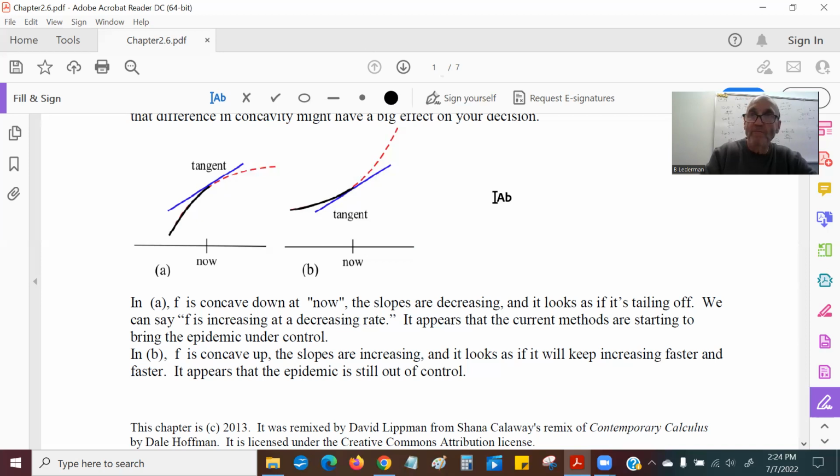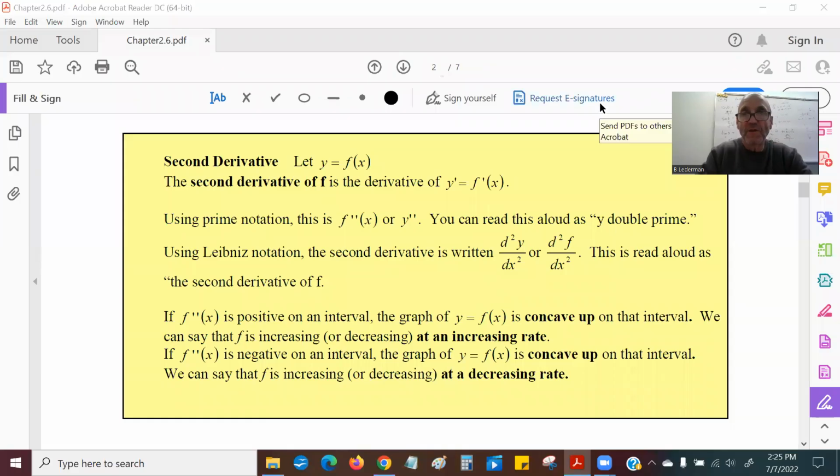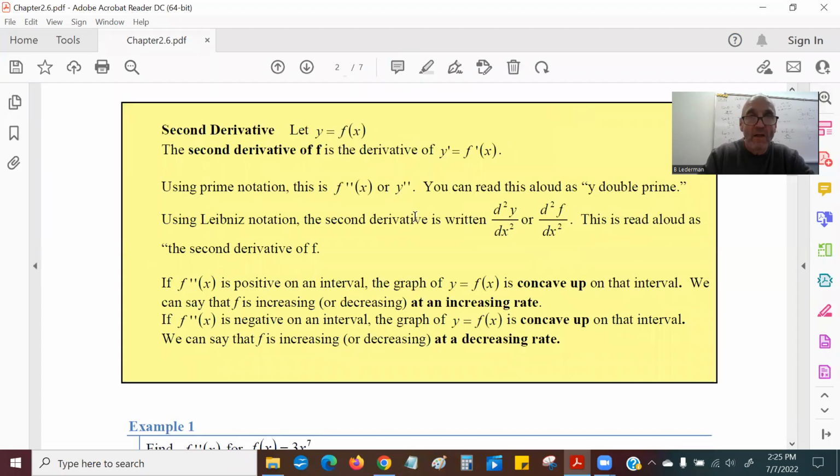Okay, let's look at an official definition here. So y double prime, f double prime of x, that's the second derivative. If you want to write it with Leibniz notation, you write d squared y dx squared, or d squared f dx squared. That's how you write it, the second derivative of f. I personally like this way. I find it easier. But either way, we'll use both all the time.